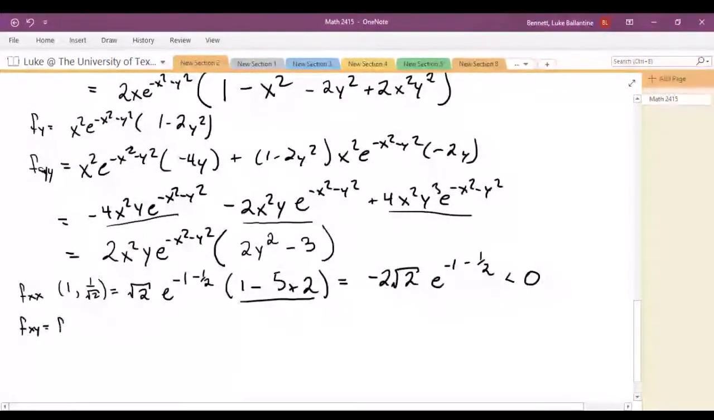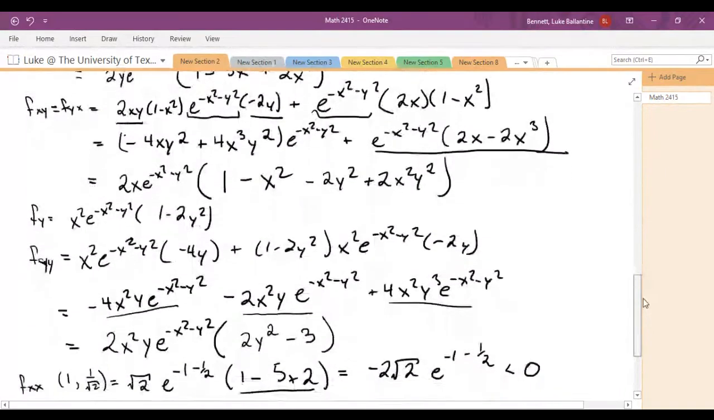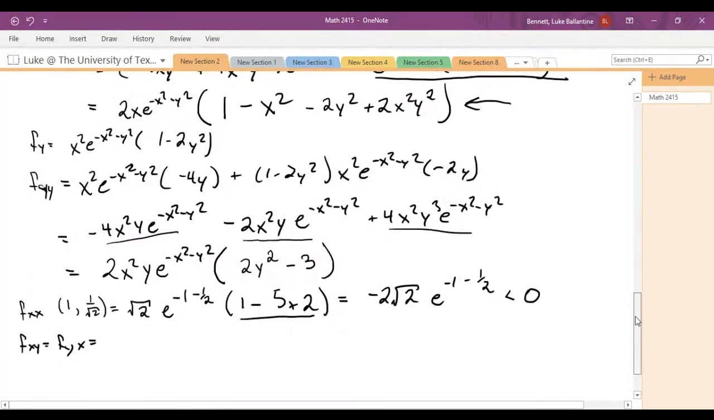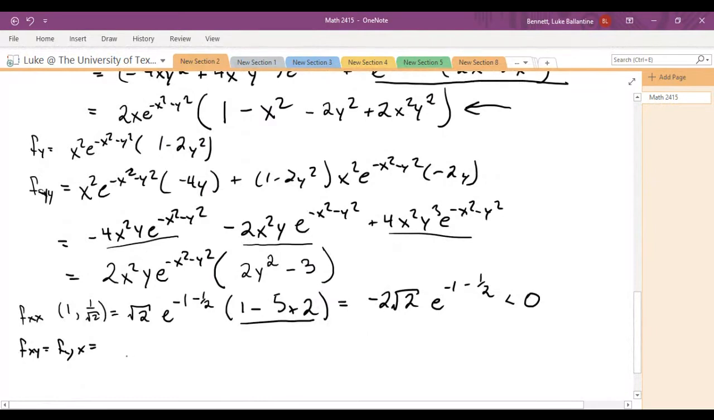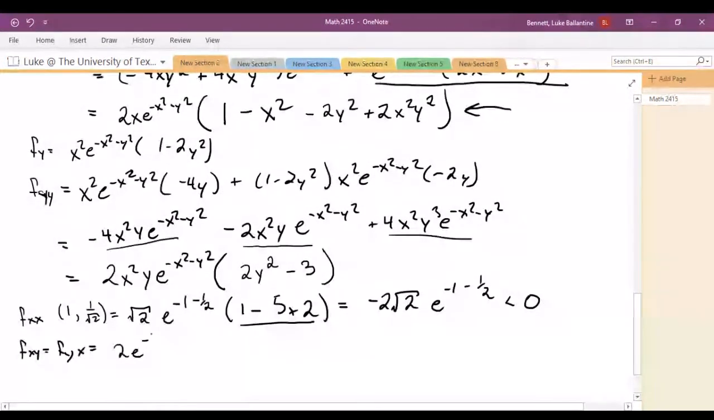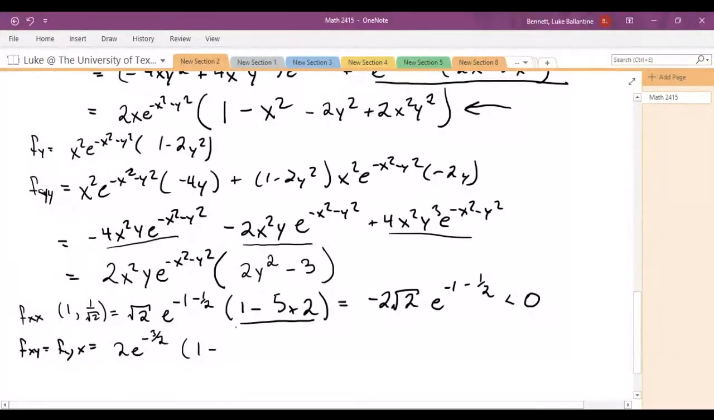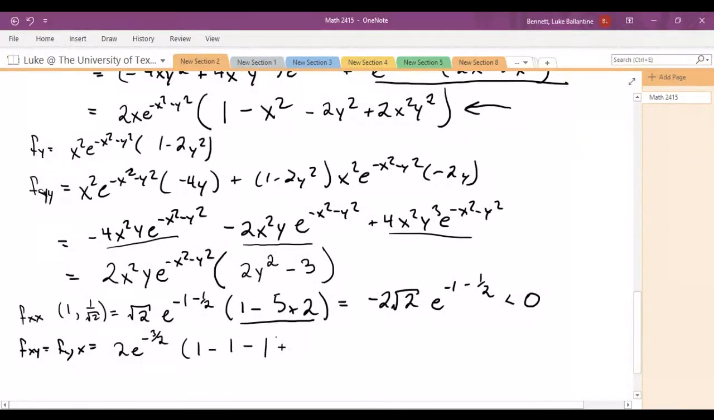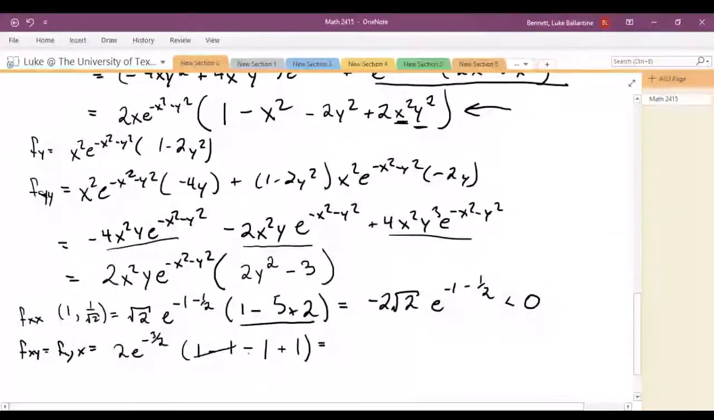F sub xy, which is f sub yx, is equal to, we have that right here. So we have 2x is 2 times 1, just 2, e to the negative 3 over 2, 1 minus 1 over root 2 squared is 2 over 2, which is just 1. And we have plus 1, because 1 over root 2 squared is 1/2, and 1/2 times 2 times 1 is just 1. So this turns out to be 0.